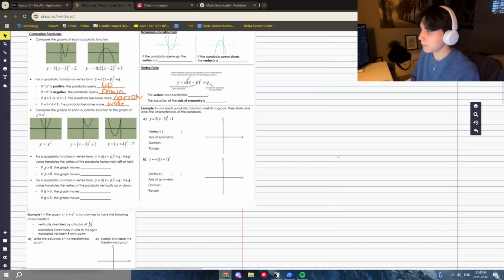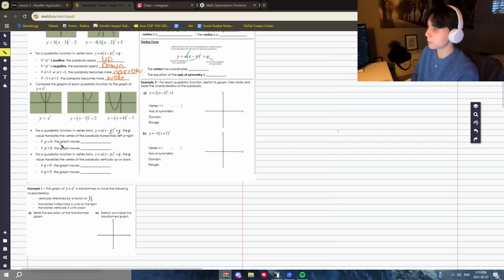Moving on, now we have our p values and our q. So in vertex form, our p is going to represent the x value of the vertex. So we have a bracket x minus p squared plus q. So this is going to be the x value of the vertex, and this is going to be our y value of the vertex. But what does that actually mean?